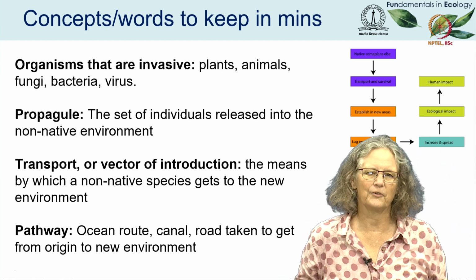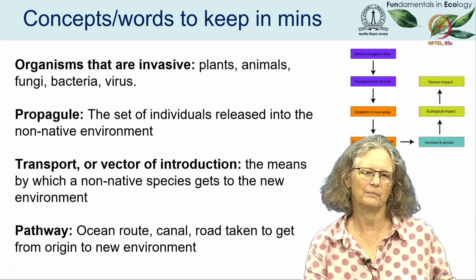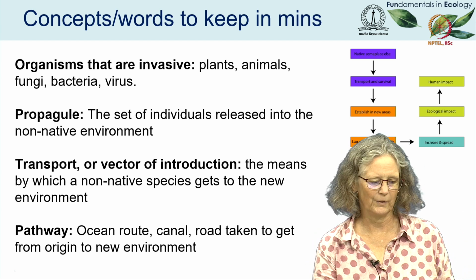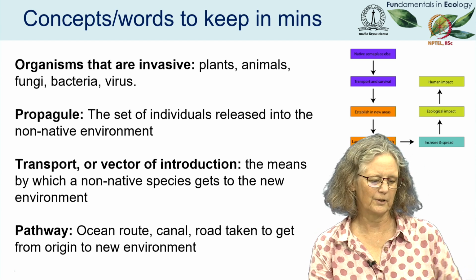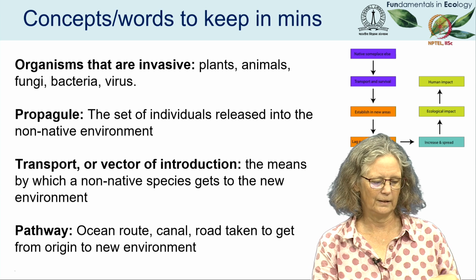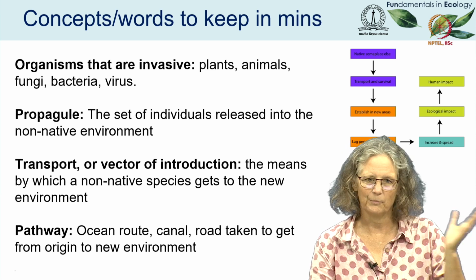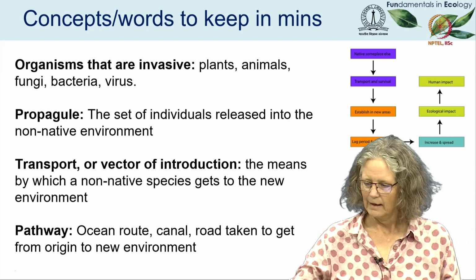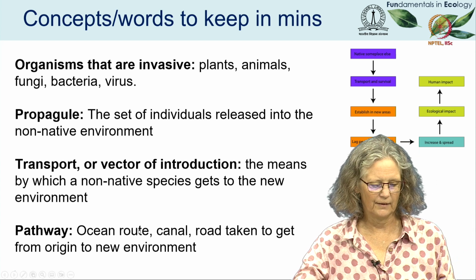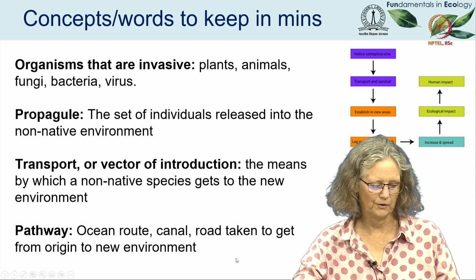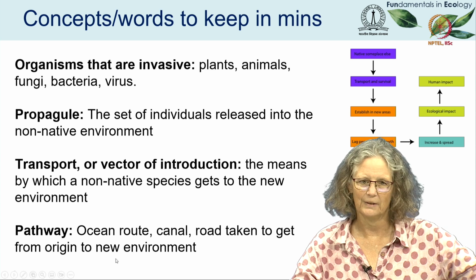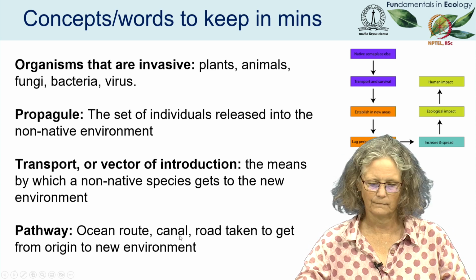So remember that in order for something to be invasive, it has to be human aided in the way that it gets there. And so the transport could be by boat or by train or just in humans' pockets, lots of different ways. And finally, there's the path that it takes to get there. So is it going over the ocean? Is it going over roads? How does it actually get to the new environment?